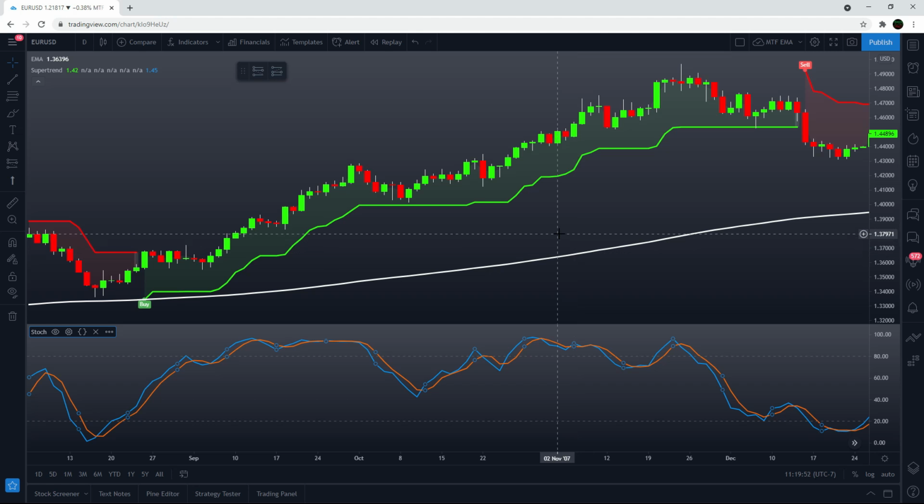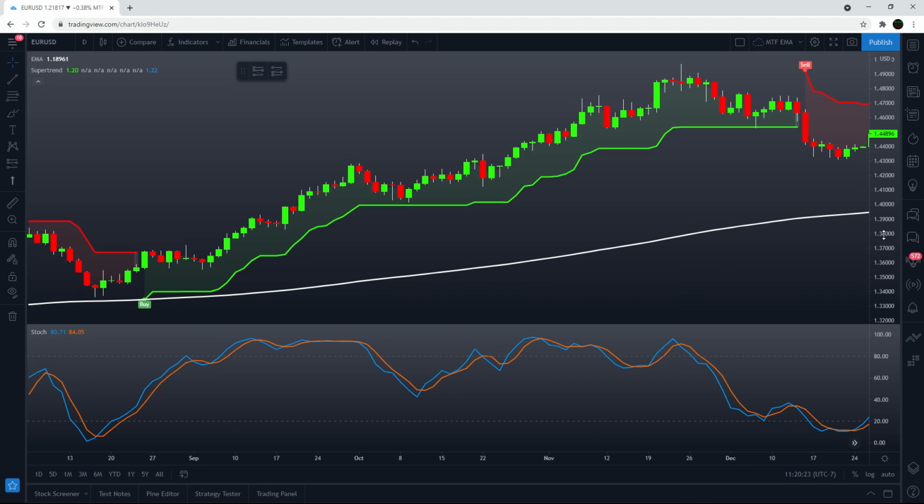So the rules are as follows. You can only take a long position when price is above the 200 period exponential moving average and the super trend is green. You can only take a short position when the super trend is red and price is below the 200 period exponential moving average. An entry signal is given by the stochastic cross, and that is it. Any cross on the stochastic. It doesn't need to be oversold or overbought.